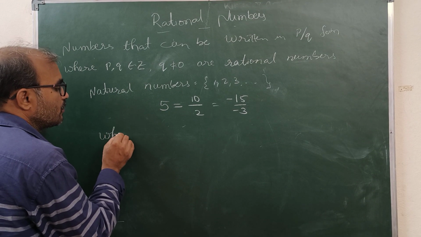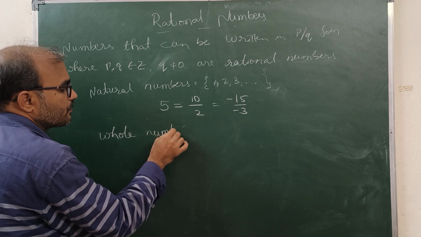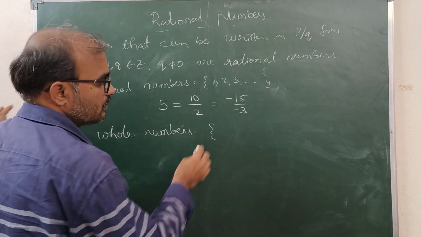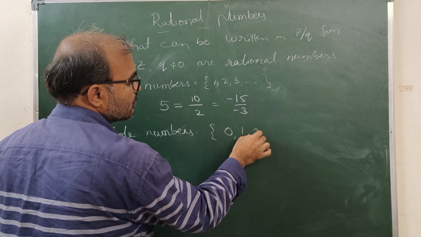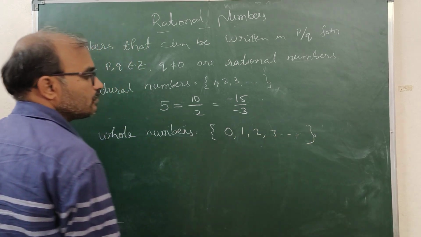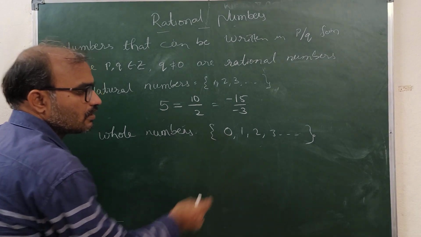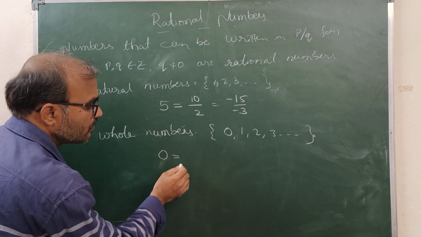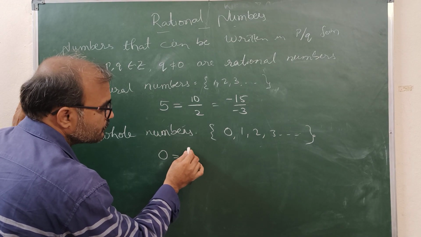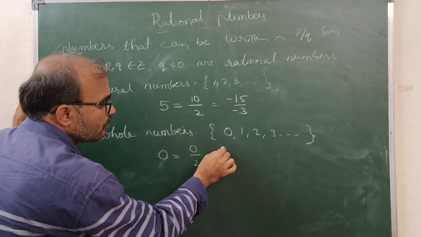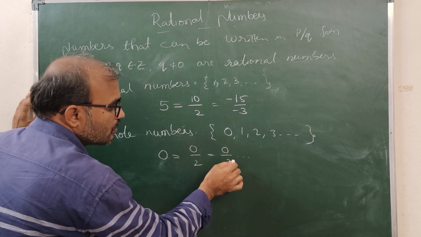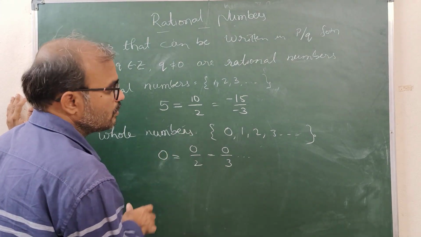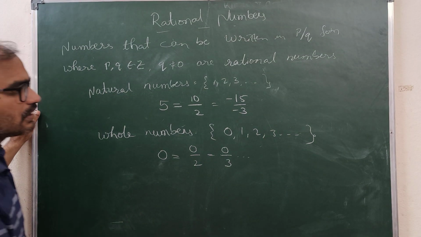Next, what about whole numbers? The set of whole numbers is actually the natural numbers with an extra 0 added. Very simple, right? So if 0 is a rational number, we can say the entire set of whole numbers is rational. So can you write 0 in p by q form? Yes, I can write 0 as 0 by 2, 0 by 3. In the denominator, you can keep any number except 0. So all whole numbers are also rational numbers.